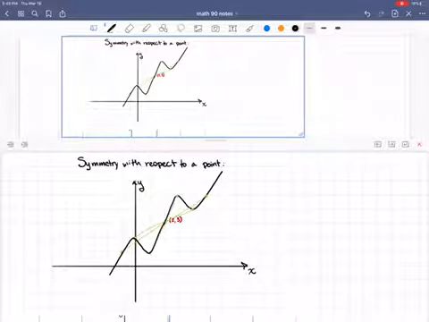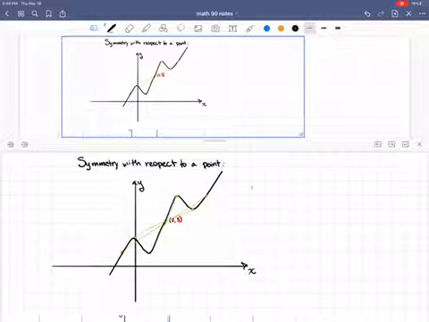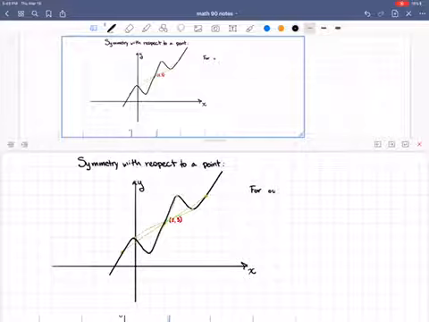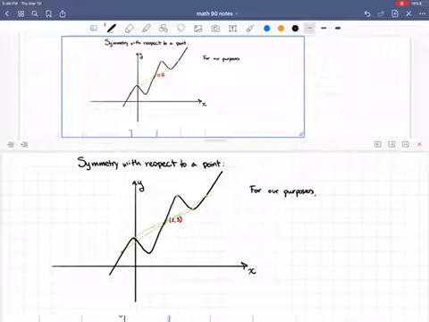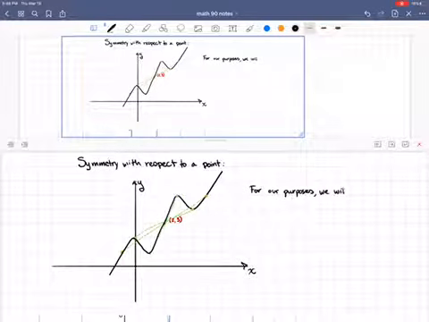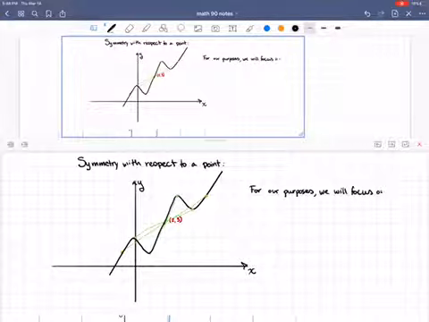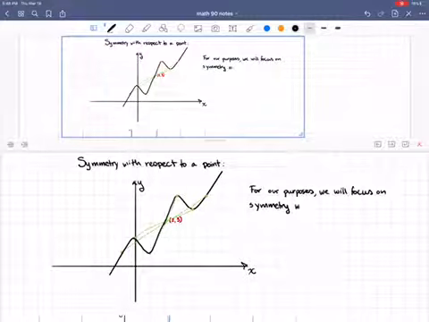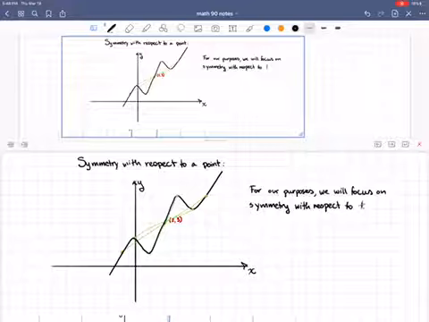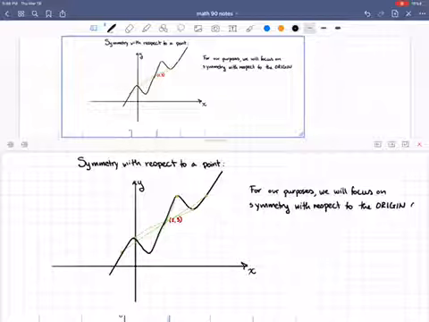And we can have symmetry with respect to any point at all. But for our purposes, we're going to focus on symmetry with respect to a very special point. So for our purposes, we will focus on symmetry with respect to the origin. Okay. So, of course, the origin is a point. Its coordinates are 0, 0.